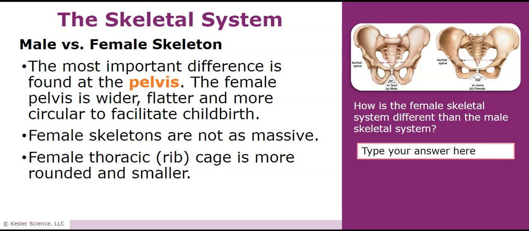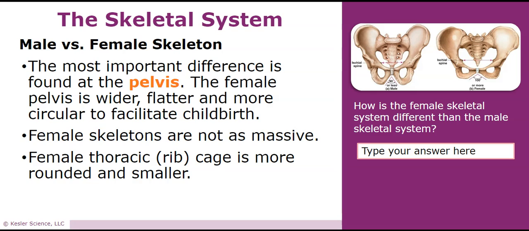The biggest difference is the pelvis. So, obviously, for a female, their pelvis has to be shaped to allow for childbirth. So, the pelvis is wider, it's flatter, and it's more circular, which is going to allow a baby to pass through that opening so that they can deliver a child. A male skeleton does not have those features because a male is not designed to birth a child.